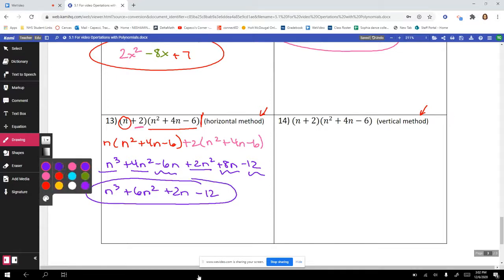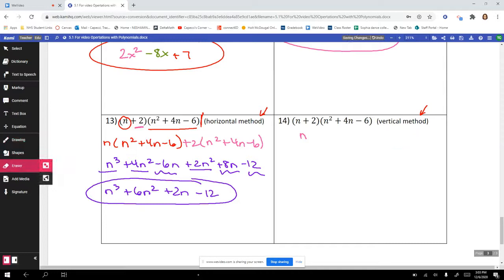Okay, I'm going to do the same thing, but I'm going to do the vertical method. So the easiest way, it's almost like if you were going to multiply numbers. You would take 7 times 3, then 7 times 1, and 7 times 2, and your next line would be the same thing with the 5s. It's kind of the same idea. So I'm going to put the longer polynomial, the one that has the most terms, on up top. So I'll rewrite my trinomial first, and then I have n plus 2.